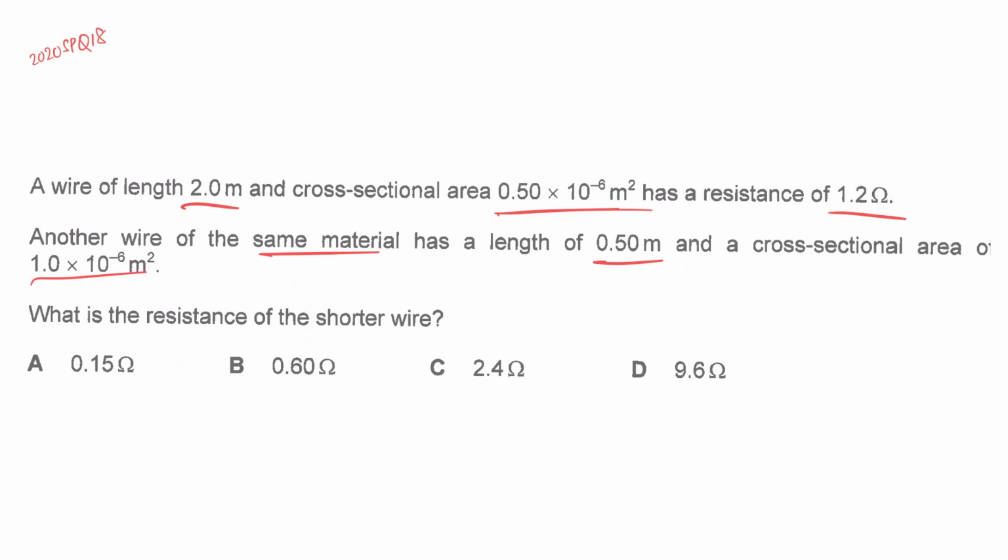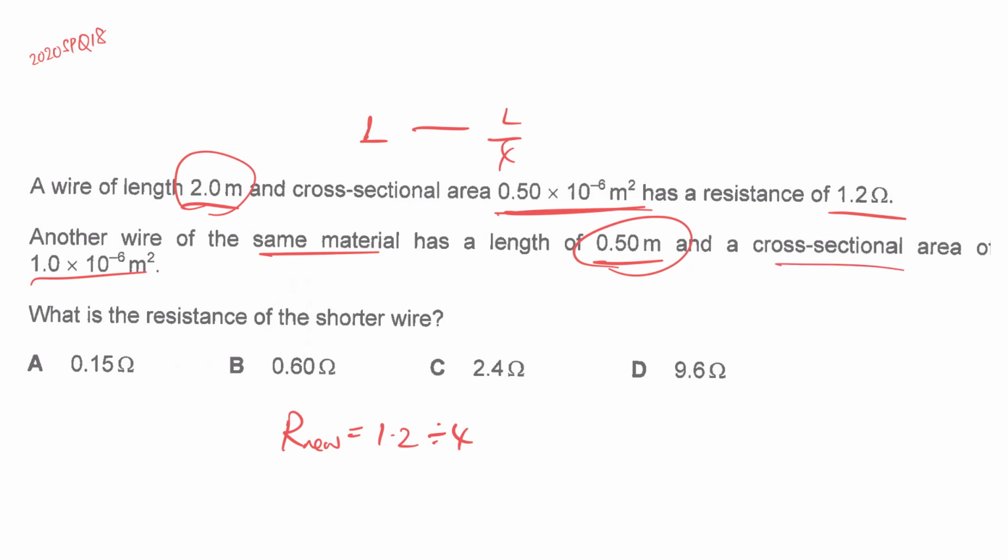Now, if you pay attention, let's consider the length. From 2 meters, it goes down to 0.5 meters. So there's a reduction. It becomes shorter by 4 times. Let's start with the new wire, and the original resistance of 1.2 ohms. Because the length reduces from L to L over 4, the resistance will be reduced by 4 times, so divided by 4. And now let's consider the cross-sectional area.